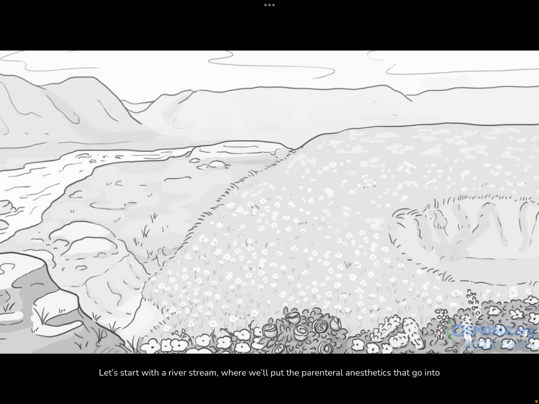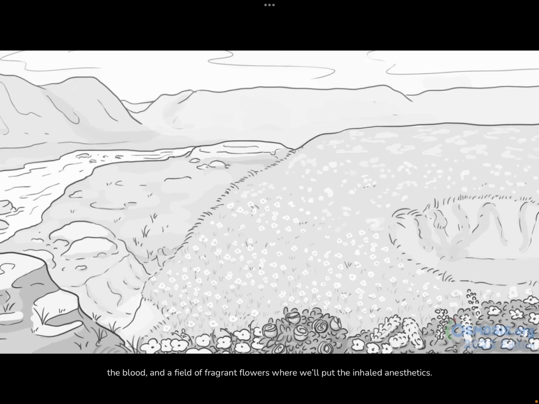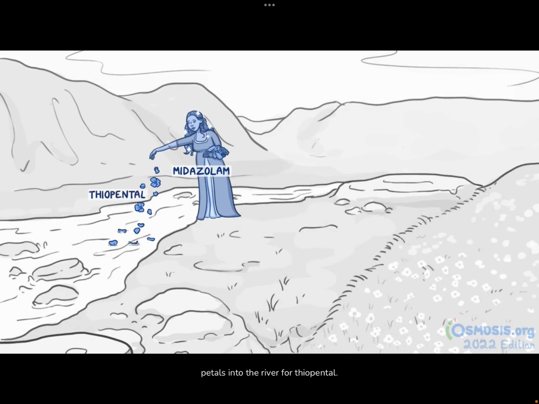Now, let's make a simple and fun mnemonic that'll help you efficiently memorize these pharmacology facts. Okay, let's start with a river, or a stream, or whatever, some kind of flowing body of water, and that's where we'll put parenteral anesthetics that go into the blood. And a field of fragrant flowers, where we'll put the inhaled anesthetics. So, by the river, there's a dazzling maiden from midazolam, and she's throwing flower petals into the river for thiopental.